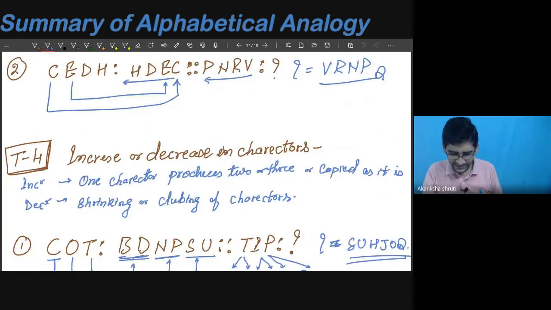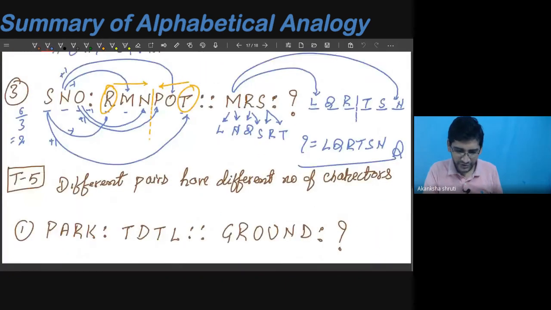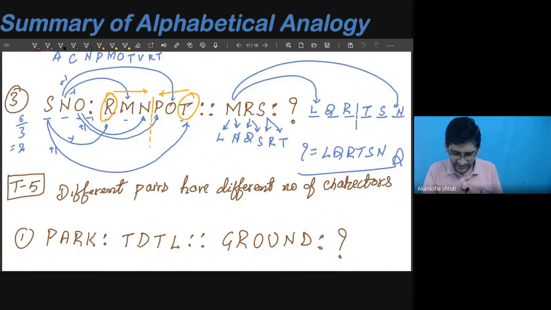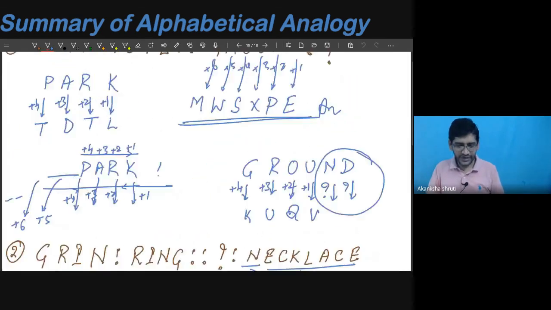The next one is increase and decrease in the characters. So for that, whether two are clubbed together or one is producing two, that we have to take care. Then if the pair has a different number of characters, that we have learned. So this way we have finished.